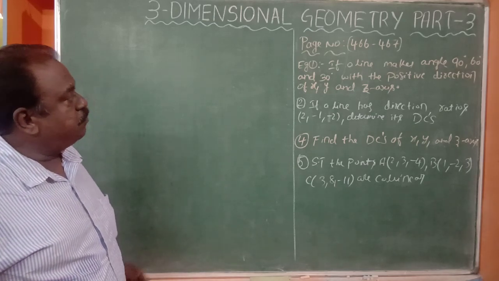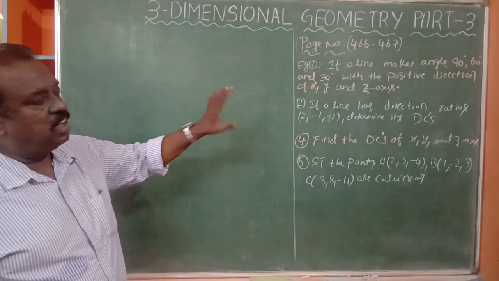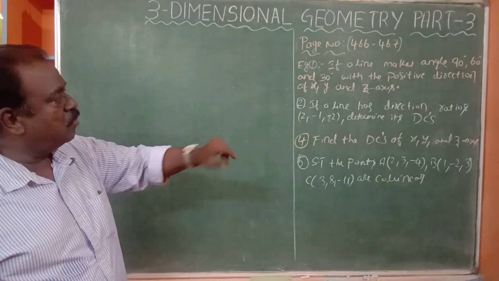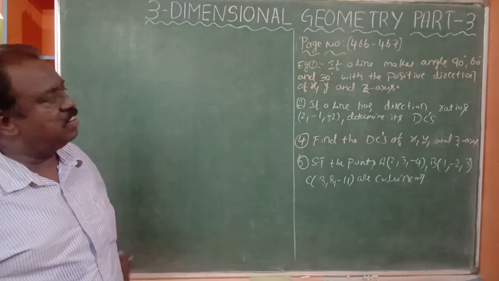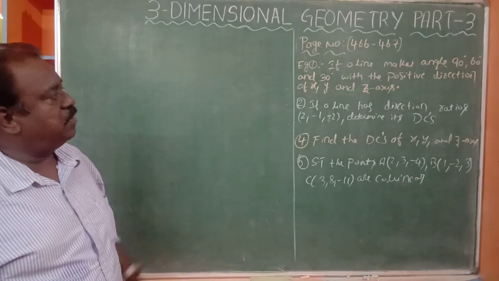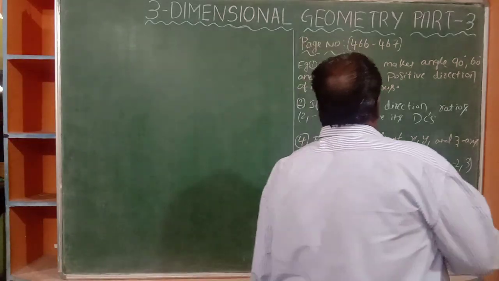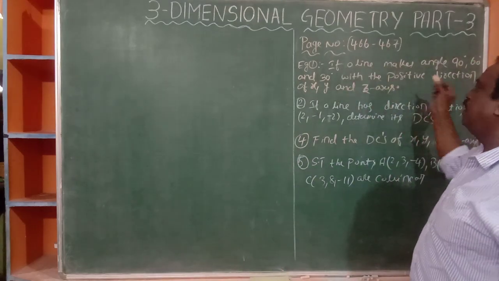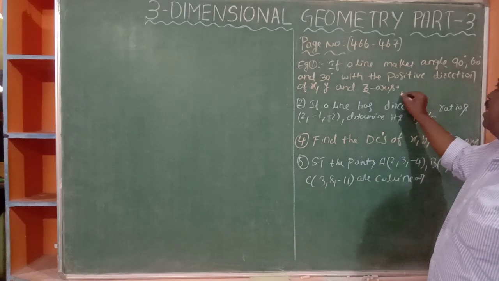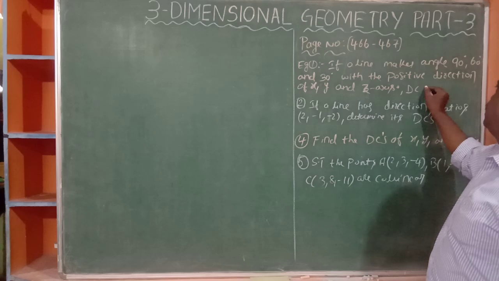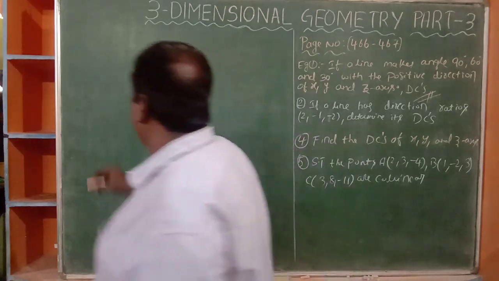Now, assume some examples. It is important and also it was asked in previous years' problems. You see, on page 466, 467, the first example: if a line makes angles 90, 60, 30 degrees with the positive x, y, z axes, then we have to find the DCs. Okay now? See the solution.